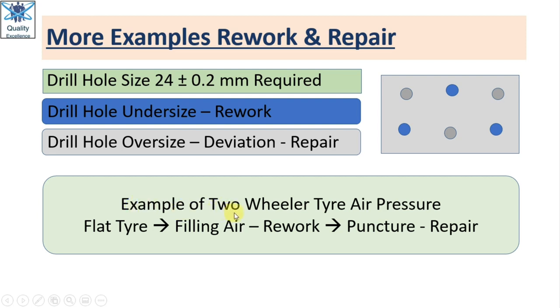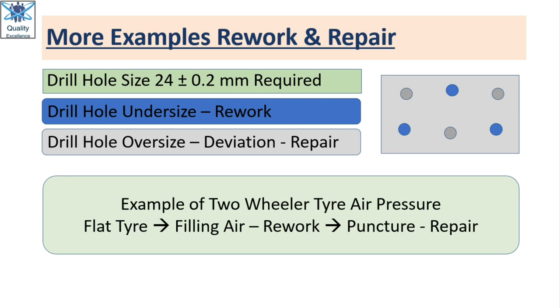In the morning, if you want to go to the office and you find that your two-wheeler tire is flat, you go to the puncture shop and you tell the shop owner to check what the problem is. If the puncture owner checks and does not find any puncture, he will refill the air. That activity will be termed a rework activity, because he has not carried out any repair, and again your tire tube is as per the requirement.